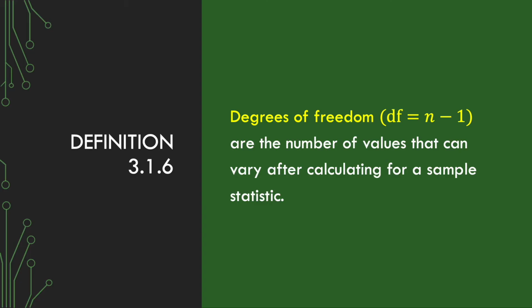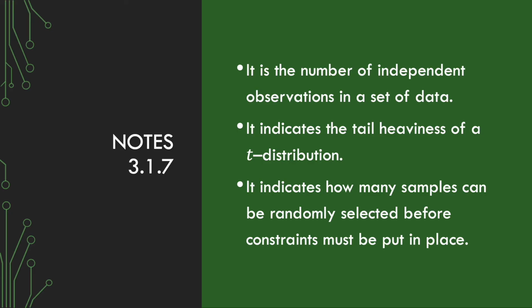So ano nga ba yung tinatawag nating degrees of freedom? The degrees of freedom, denoted by df, is found by subtracting 1 from the sample size. These are the number of values that can vary after calculating for a sample statistic. Ano nga ba ito? It is the number of independent observations in a set of data. And it indicates the tail heaviness of a t-distribution. It also indicates how many samples can be randomly selected before constraints must be put in place. So remember, pag sinabing degrees of freedom, that is n minus 1.